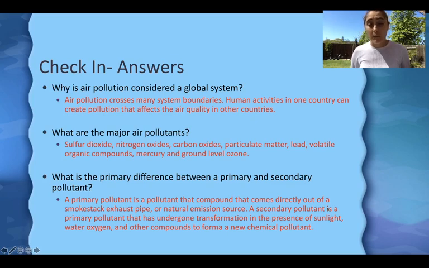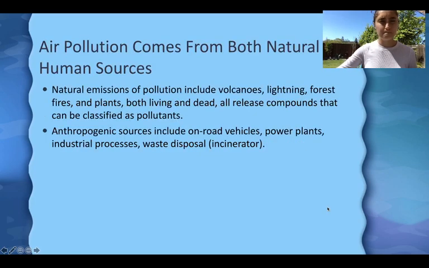And then what is the primary difference between a primary and a secondary pollutant? So a primary pollutant comes directly out of a smokestack, exhaust pipe, natural emission source, whereas a secondary pollutant is a primary pollutant that has undergone some sort of transformation in the presence of sunlight, water, oxygen, and other compounds to form a new chemical pollutant. So they've undergone some sort of chemical change that forms a new chemical pollutant.